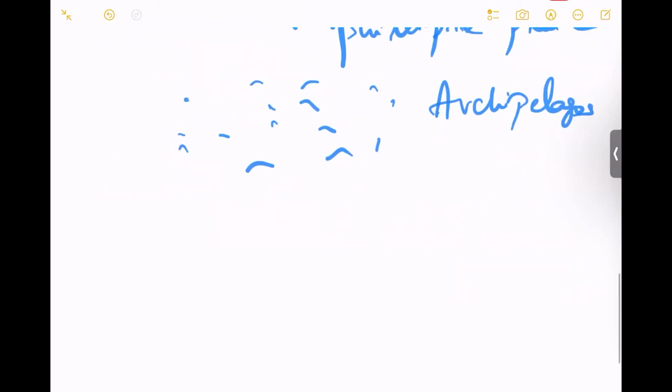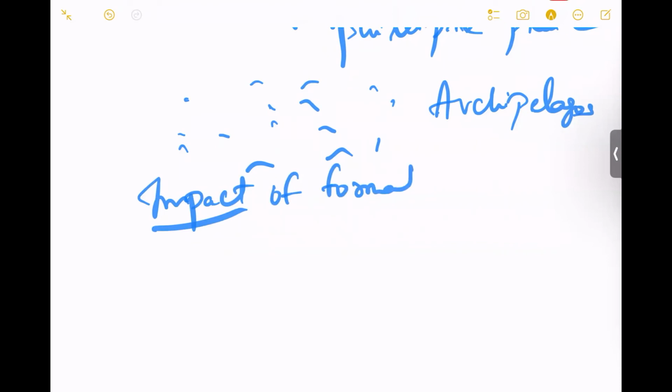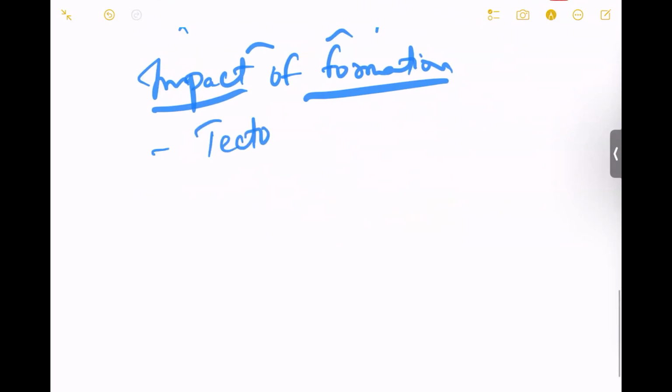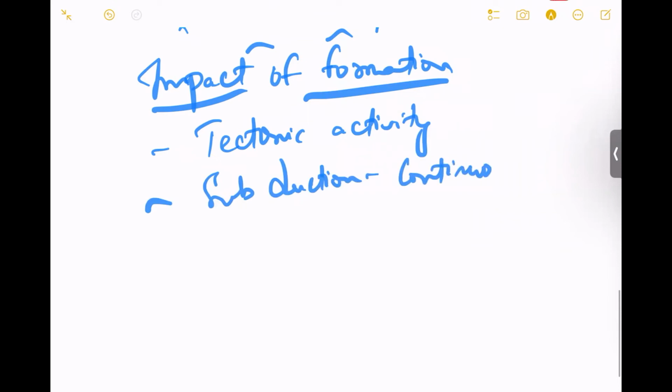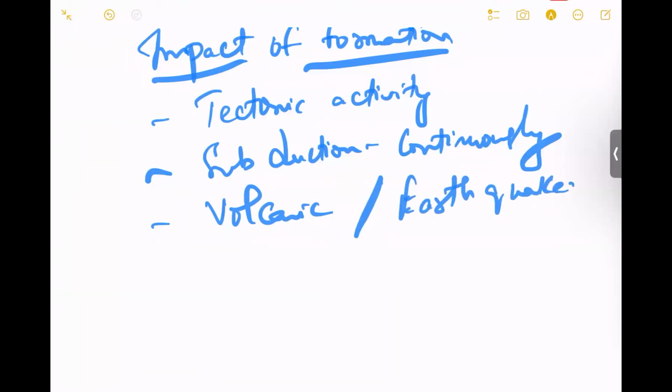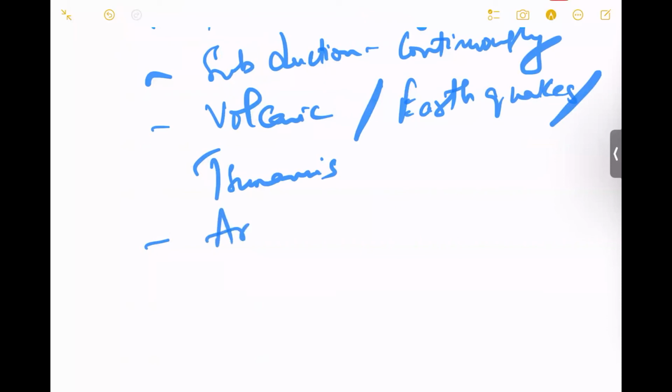And then what is the impact? You can just add one dimension. The impact of these formations is, as these archipelagos have been formed due to tectonic activity, and the process of subduction is happening continuously, this is resulting in volcanic activity and also frequent earthquakes and also tsunamis, and hence this entire area is popularly referred to as Pacific Ring of Fire.